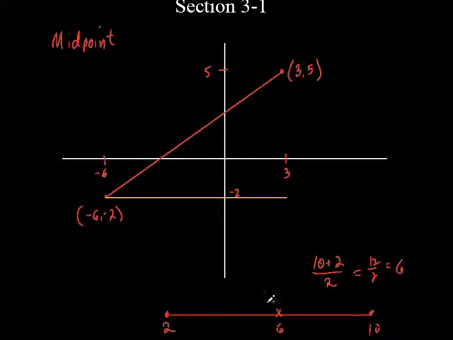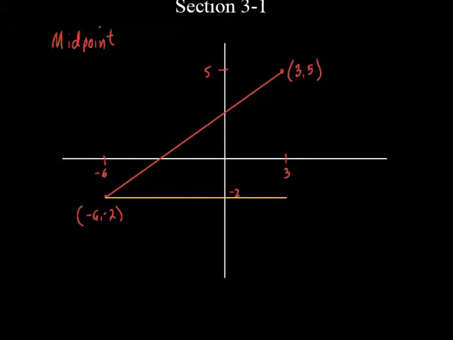Follow me? So how do you find the midpoint of a line? You add the two endpoints, and you divide by 2. Everybody got that? Okay, we'll erase this again. So you just have to remember that.